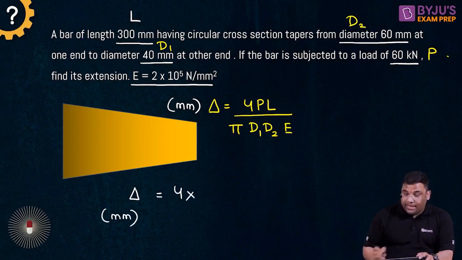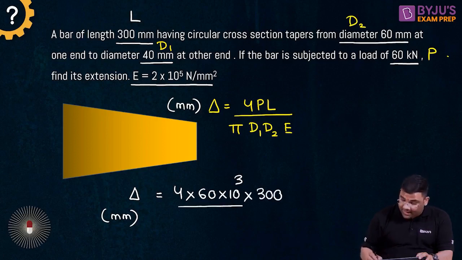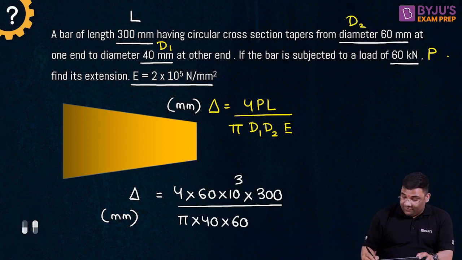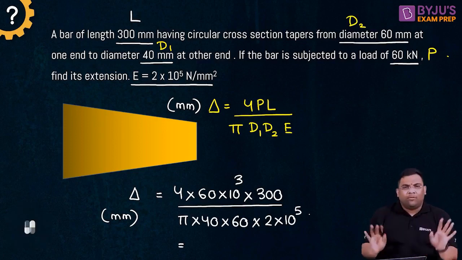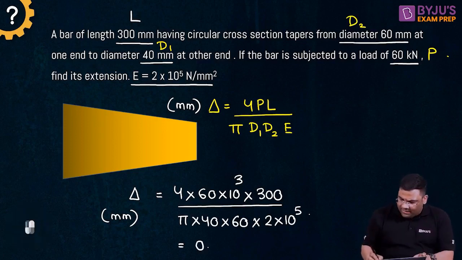4. In place of P, it is 60 kilonewton. You can write 60 into 10 to the power 3 Newton. The length is 300 mm. Divided by pi. D1 is 40. D2 is 60. And E is given 2 into 10 to the power 5. If you calculate this value, you can calculate yourself. I have already calculated it, and the value is 0.047 mm.